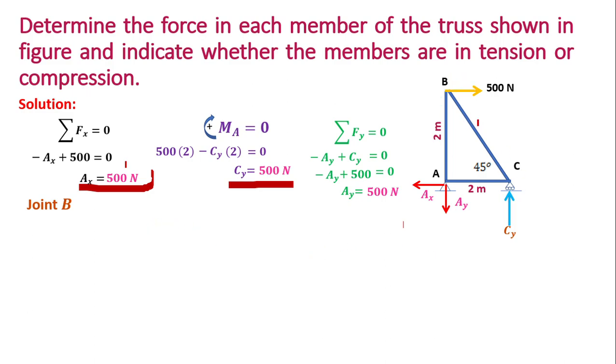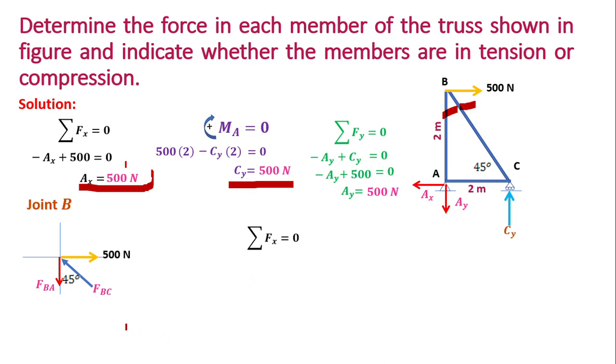So, the first joint that we're going to solve is joint B. We have here 500. So, we can solve for members BC and BA. Okay, guys, here you can assume whatever you like, either compression or tension. It's okay. If your answer comes out negative, you will see it. So, I assume that FBA is tension and FBC is compression. We have 45 degrees there.